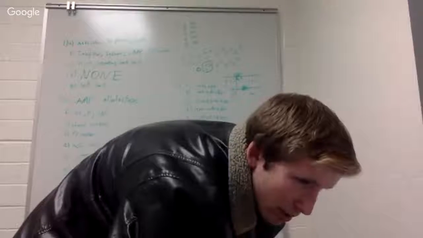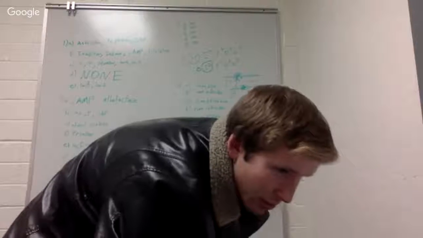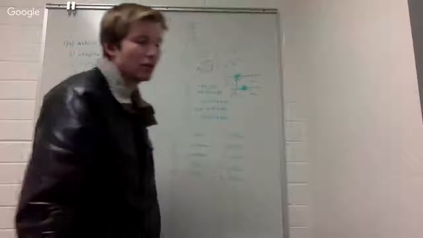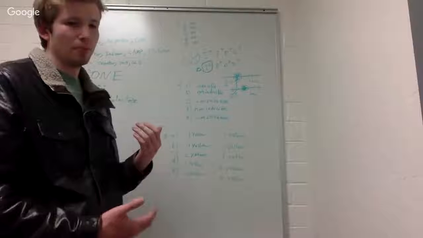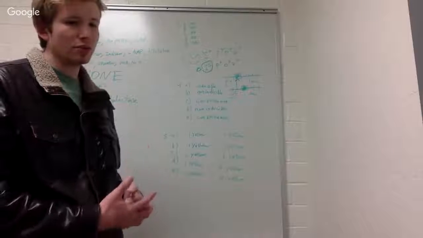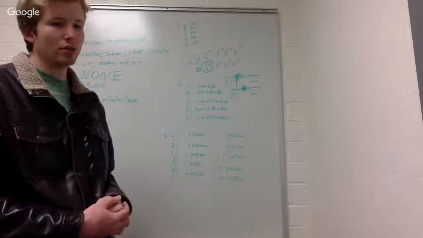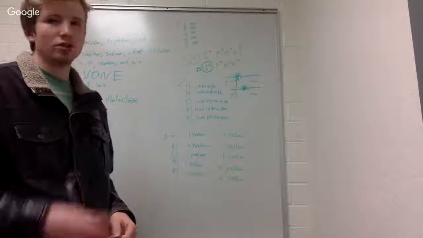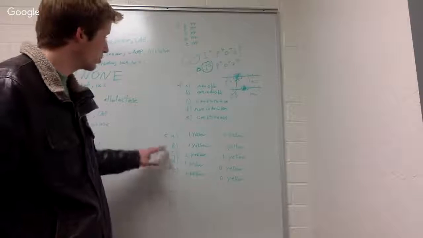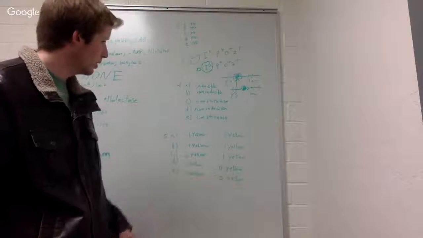For B, we have I plus, OC, P plus, Z plus, Y plus, A plus. The OC means that the repressor is never going to bind to the operon, which means that it's also going to just keep running as well. So we're going to have one yellow, one yellow.